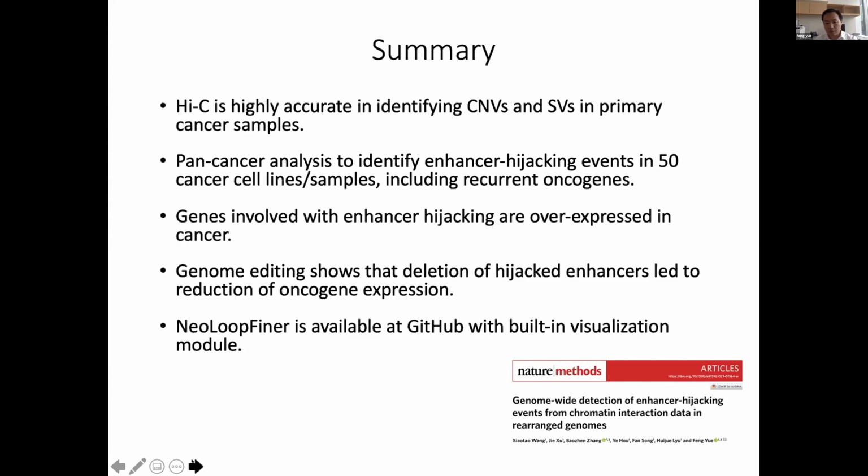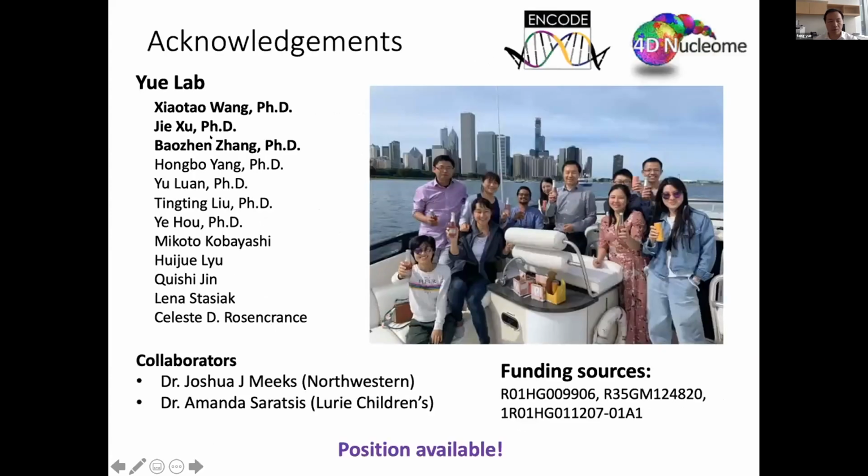All right. So with that, I can acknowledge the people. Xiaotao is really the person who designed the whole algorithm and followed through all the studies. The other thing is Xiaotao will be on the market later this year, so if your department is recruiting, he will be a treasure to miss. Then GSU did the CRISPR deletion, and Baozhen did the deletion for the hijacked enhancers. Jie did the deletion of the TAD boundaries.